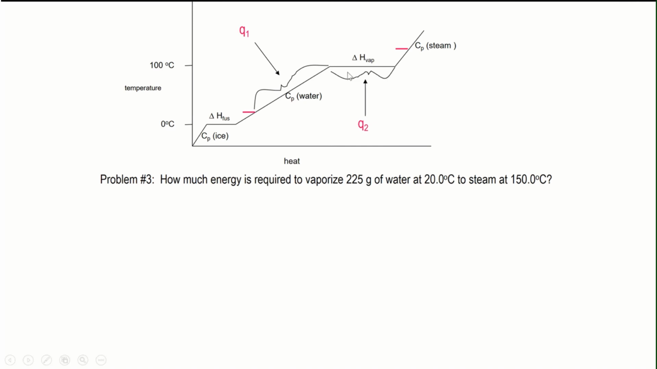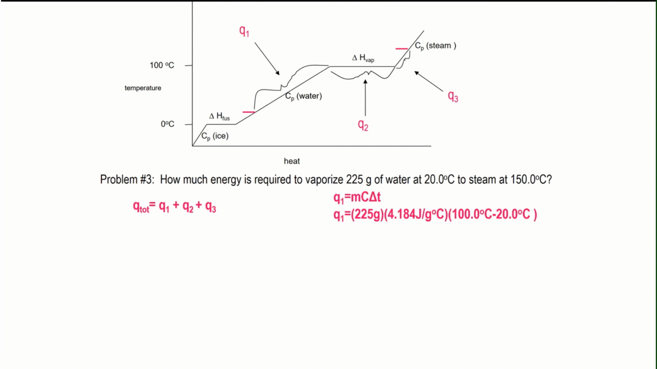Then we'll need to vaporize that water. That'll be my second amount of energy. And finally, a third amount of energy to bring the steam up to 150 degrees. Again, my total amount of energy will be Q1 plus Q2 plus Q3. Q1, my 225 grams of water, what's it going to take to get it from 20 degrees up to 100 degrees? That's 100 minus 20. Q1 is 75,312 joules. It's quite a bit.